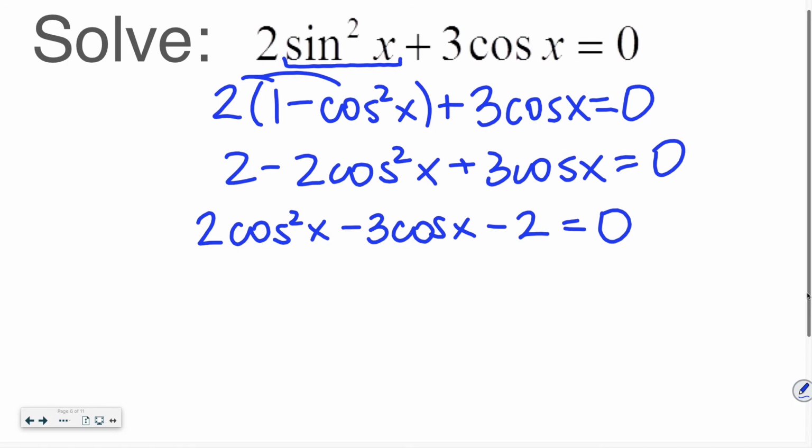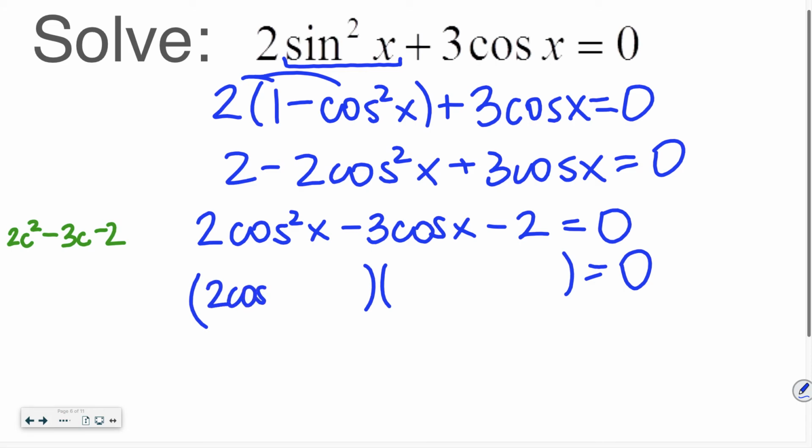And this is what we worked on Monday of last week. Okay, if it helps, if you need to come to the margin of your paper and write 2c squared minus 3c minus 2 and try to factor that and then change them to cosines, that's fine. Okay, you do what you need to do. But we know to get 2 cosine squared, we need a 2 cosine of x times a 1 cosine of x.